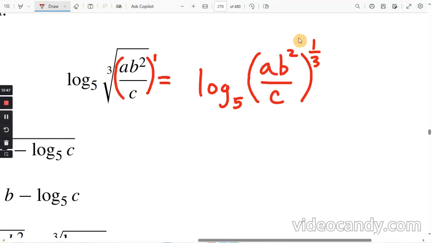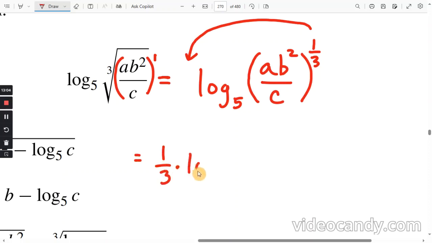Remember exponent or power rule. This exponent is applied to this entire argument here. So this 1/3 can go to the front of the log. So that's 1/3 log base 5 of ab squared over c.